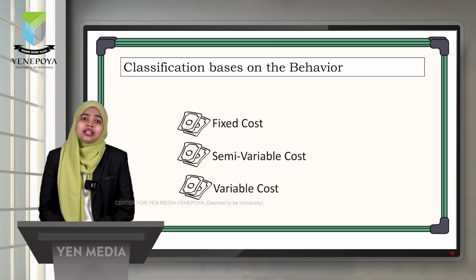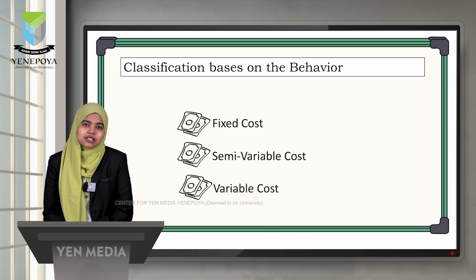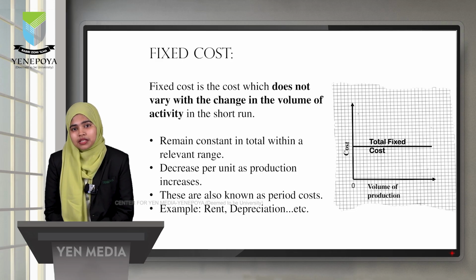The next classification is based on behavior, that is how a cost changes with the level of activity. We have three types under this basis: fixed cost, variable cost and semi-variable cost. Fixed cost remains constant in total no matter how much the activity level changes within a certain range. Even if the activity level increases or decreases, the cost remains, to an extent, fixed. Examples include rent, insurance and salaries of permanent staff.